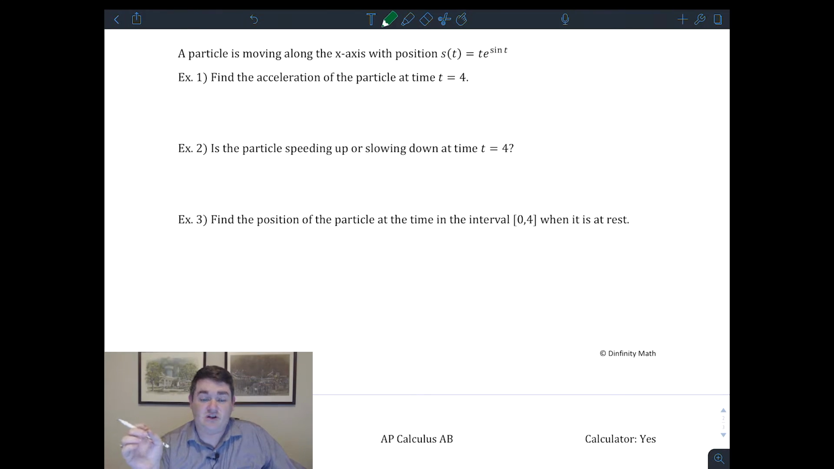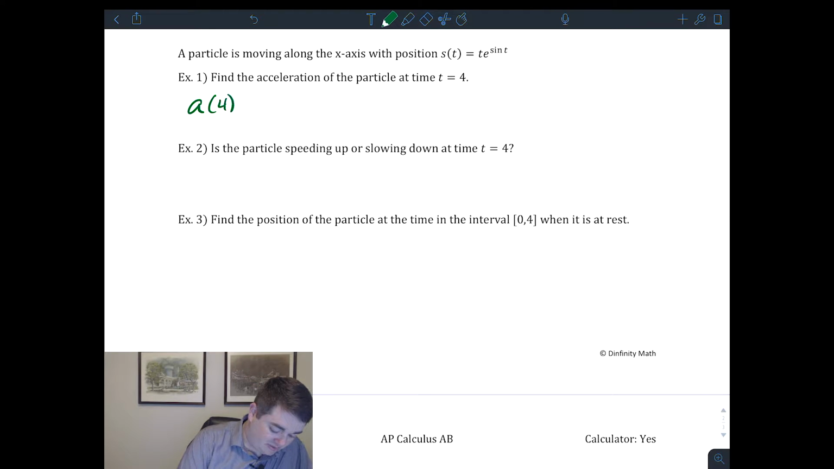A particle is moving along the x-axis with position s of t. We use s for position. s of t equals t e to the sine t. Example 1, find the acceleration of the particle at time t equals 4. Well, I know that acceleration is the second derivative of position. So I know that the acceleration at time t equals 4 is the same thing as s double prime of 4.